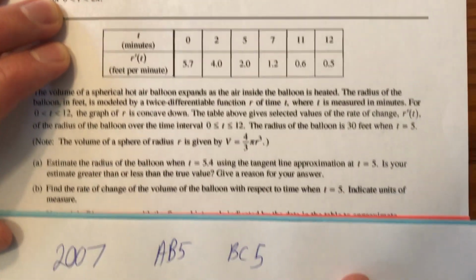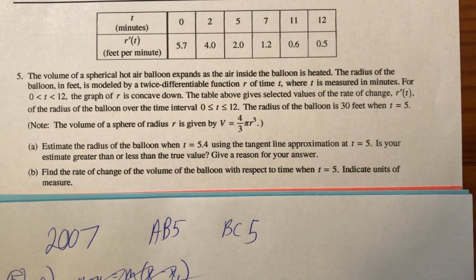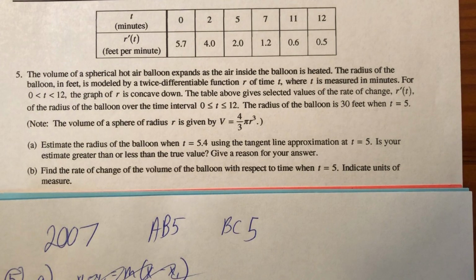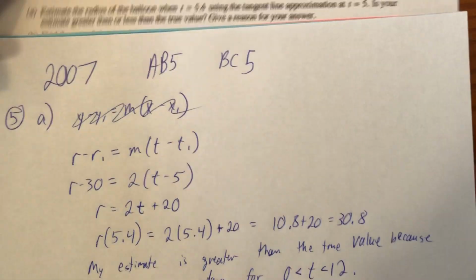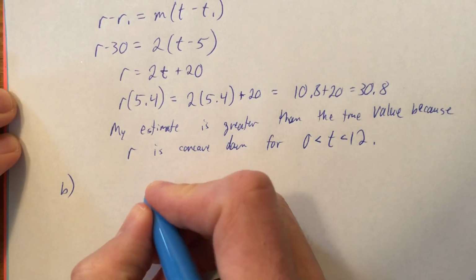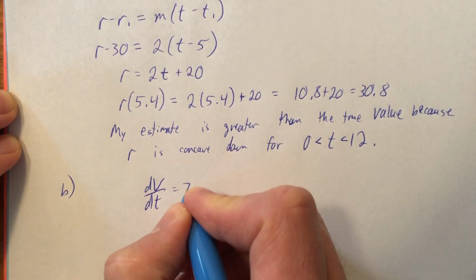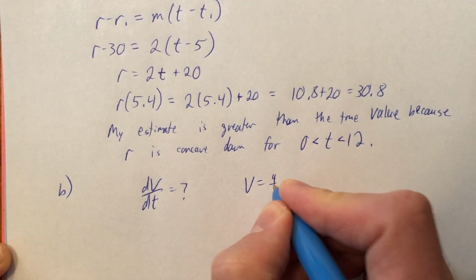This actually turns into a related rates problem, and it's an easy one, but a tricky one. It's kind of odd. Find the rate of change of the volume of the balloon with respect to time when t equals 5. Indicate units of measure. Okay, so what I like to do in a related rates problem is list everything I know, and then plug it in and go from there. This time I'm not going to make my list, but I am going to say that I'm looking for dV/dt, because they did say that. So that's what I'm looking for.